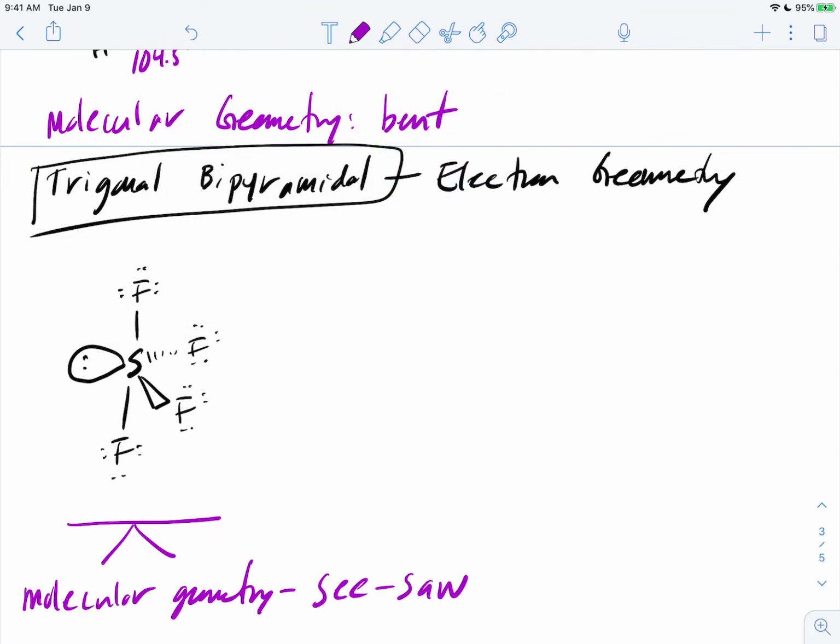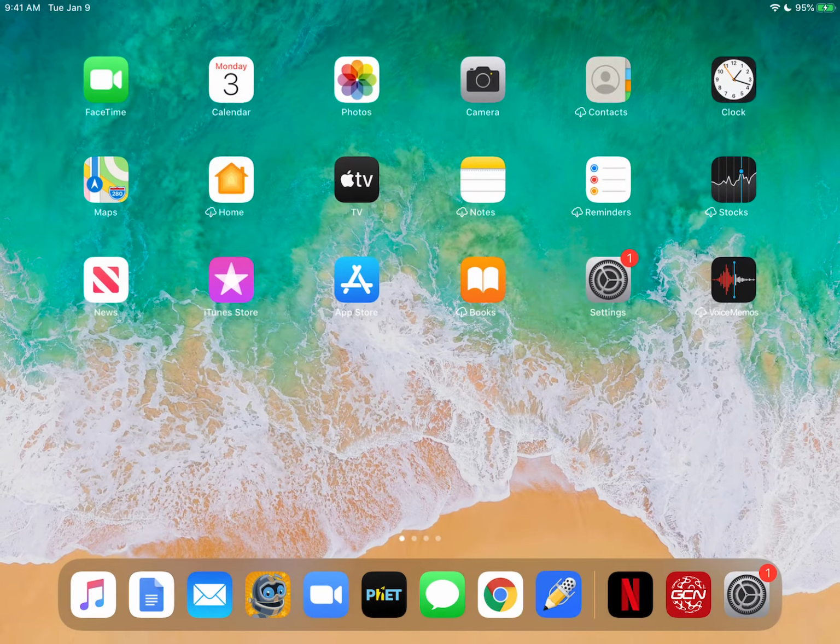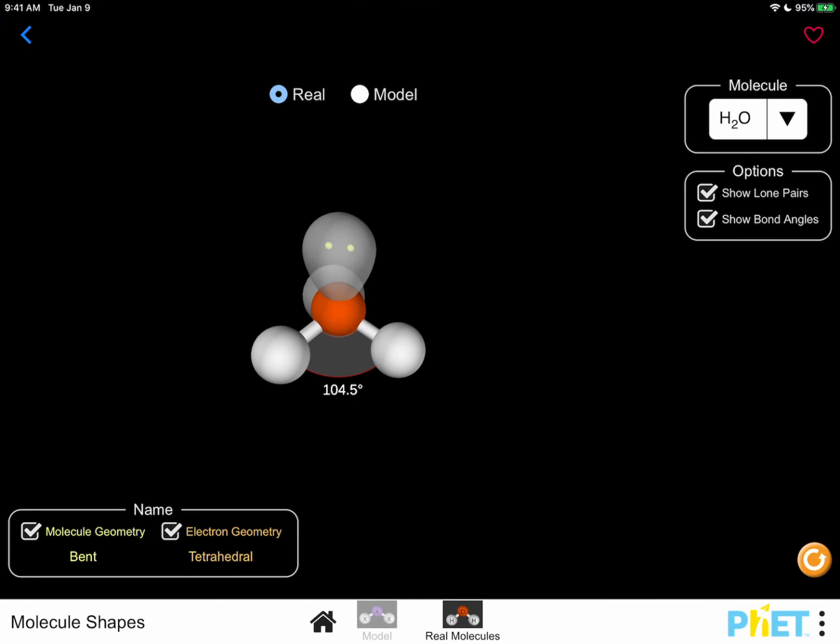And then the bond angles here, we have two. Remember that we had this bond angle. It was 90 degrees, and so now we say it's less than 90 degrees. And then the bond angle between the fluorine, sulfur, fluorine in the plane, we're going to say it's less than 120. Okay. Now we can go back and look for SF4 on our PhET simulation.